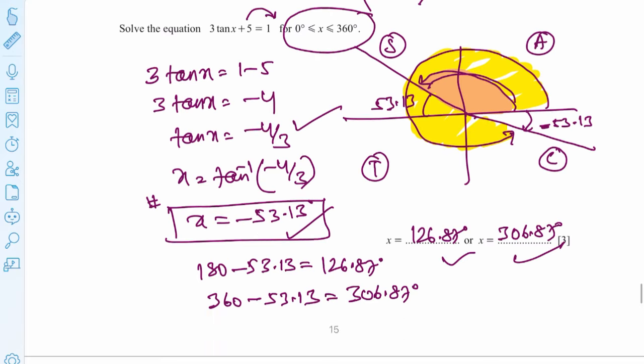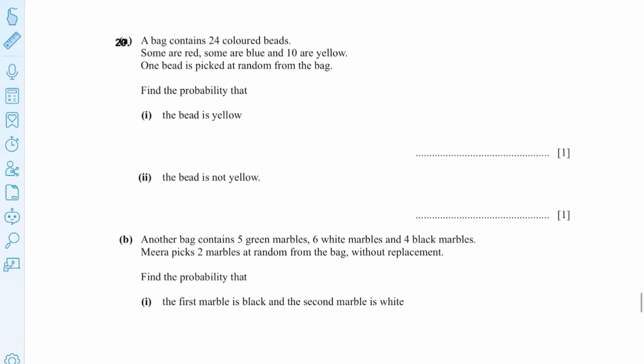Yes. Now question number 20. Question number 20 is a probability question. If you see, there are 24 colored beads, some red, some blue, and 10 are yellow. One bead is picked at random from the bag. Find the probability the bead is yellow. Easy. It is 10 out of 24, or simply 5 out of 12.